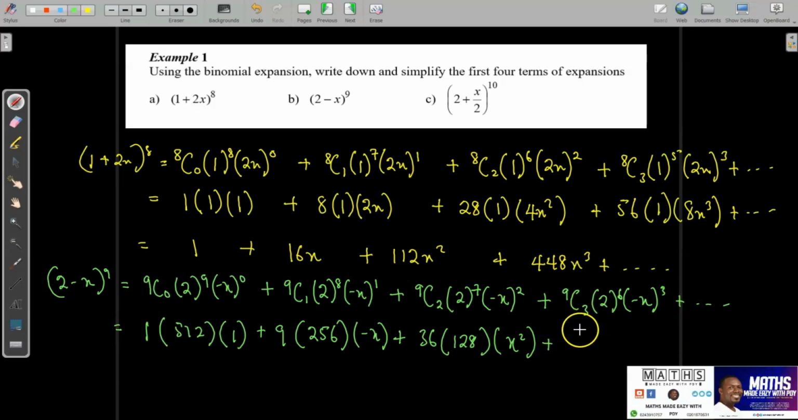9 combination 3. What's the value? 84. 2 to the power 6. What's the answer? 64. Negative x all to the power 3. What's the answer? Negative x cubed. Very good. So final answer coming up. 1 times 512 times 1. The same answer is 512.